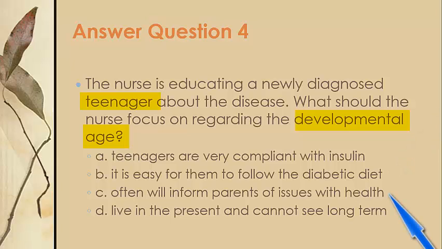Often will inform parents of issues with health. Teenagers are very secretive and quiet. They get scared easily, they get worried easily, but they don't confide in their parents. They usually confide in other people.